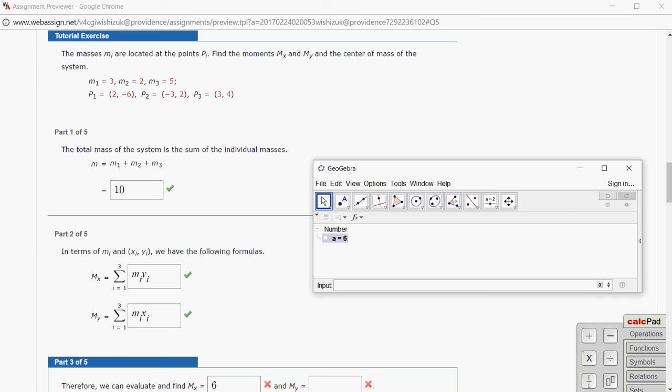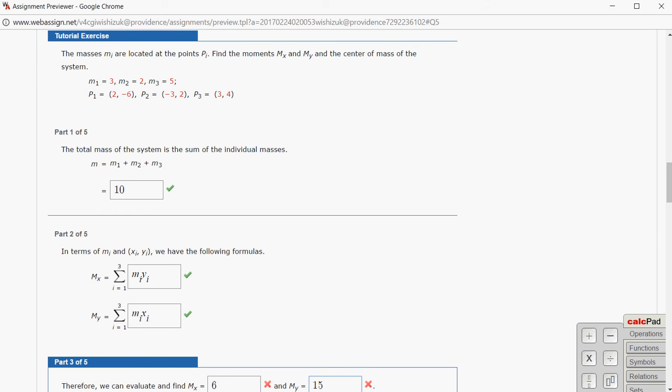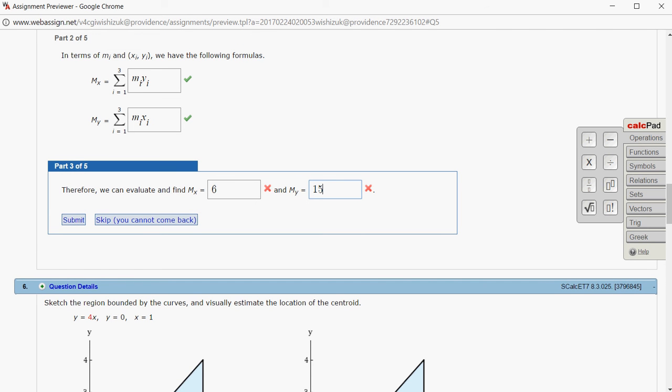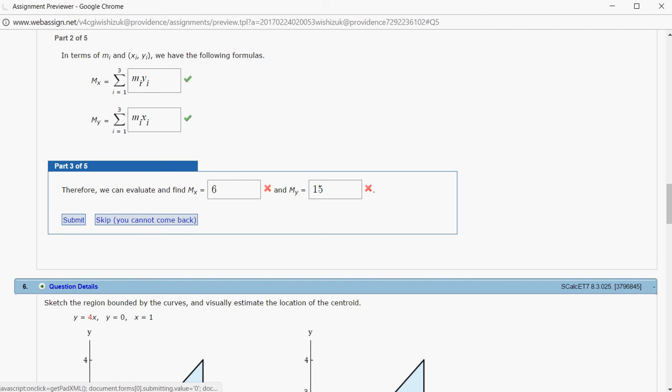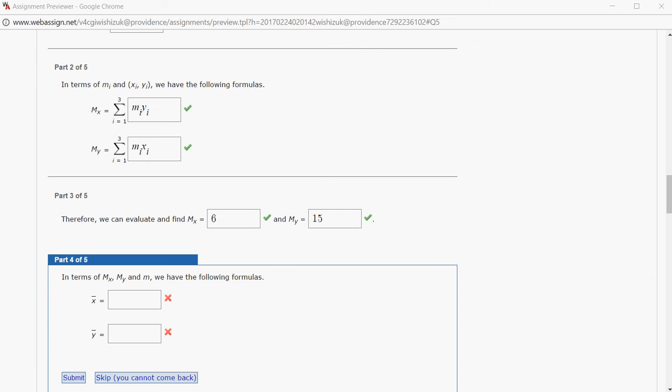Alright, then if you want to do the moments with respect to the y-axis, you have m1, which is 3 again, but now we use the x-coordinate, so it's 2, and then you have 2 times the x-coordinate, which would be negative 3, and then 5 times, the x-coordinate is 3. Hit enter. It came out to be 15, so I put 15 there. Let's submit for testing. Alright, it came back and we got part 3 correctly.